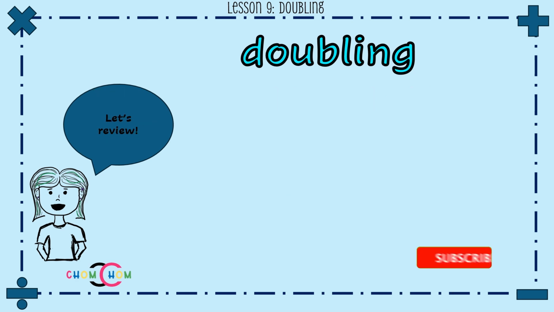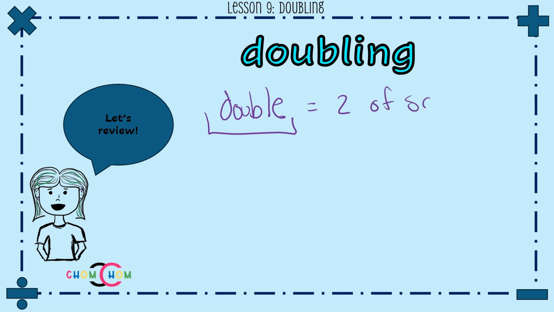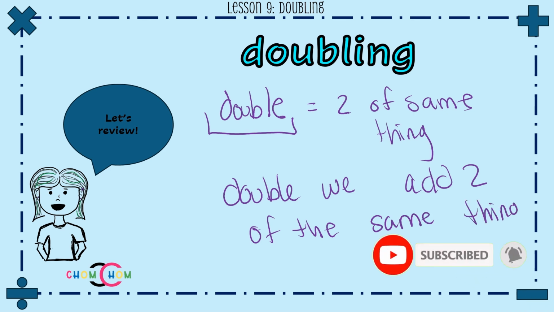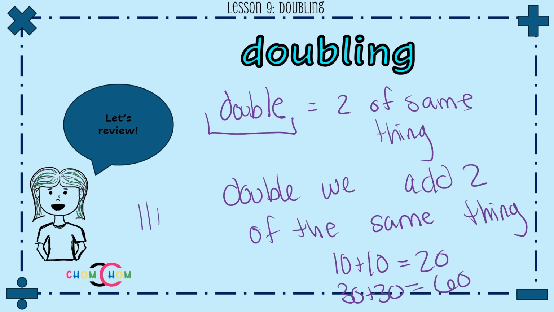Now let's review. So doubling, or to double, means two of the same thing. And when we double, we add two of the same thing. So the two numbers we add have to be the exact same. So 10 plus 10 equals 20, 30 plus 30 equals 60. But if we do 11 plus 10, that's not doubling. That does not work.